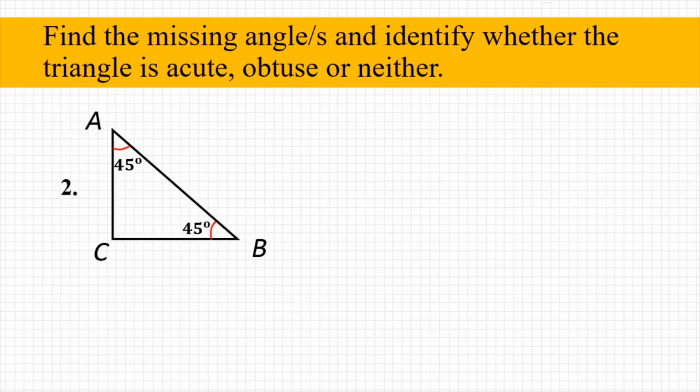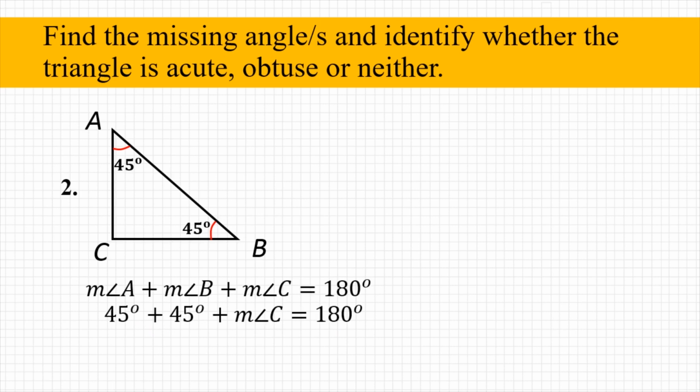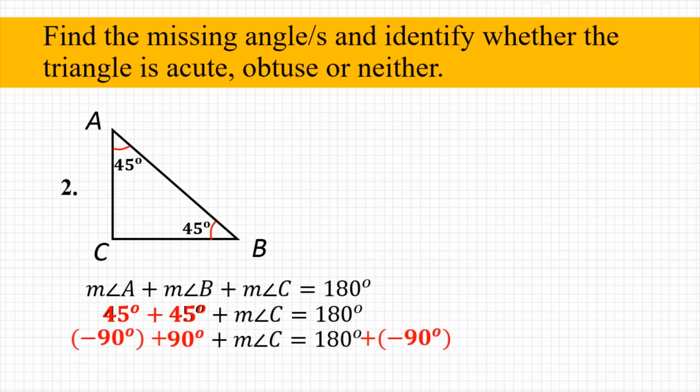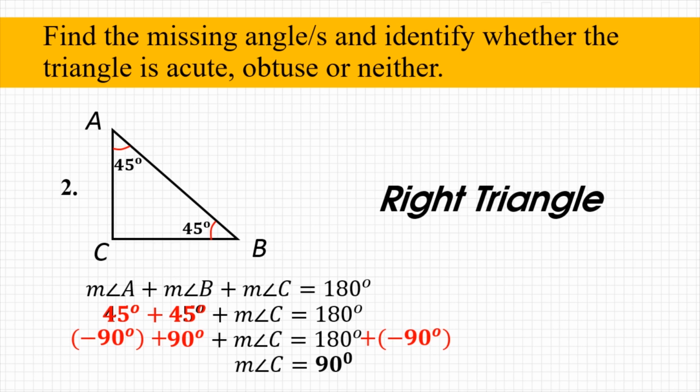For number 2, angle A is 45 degrees and angle B is 45 degrees, and the measure of angle C is missing. So 45 degrees plus 45 degrees plus the measure of angle C is equal to 180 degrees. The sum of 45 and 45 is 90 degrees, plus angle C is equal to 180 degrees. Adding negative 90 to both sides, the measure of angle C is equal to 90 degrees. So this is neither an acute nor an obtuse triangle, because this one is a right triangle.